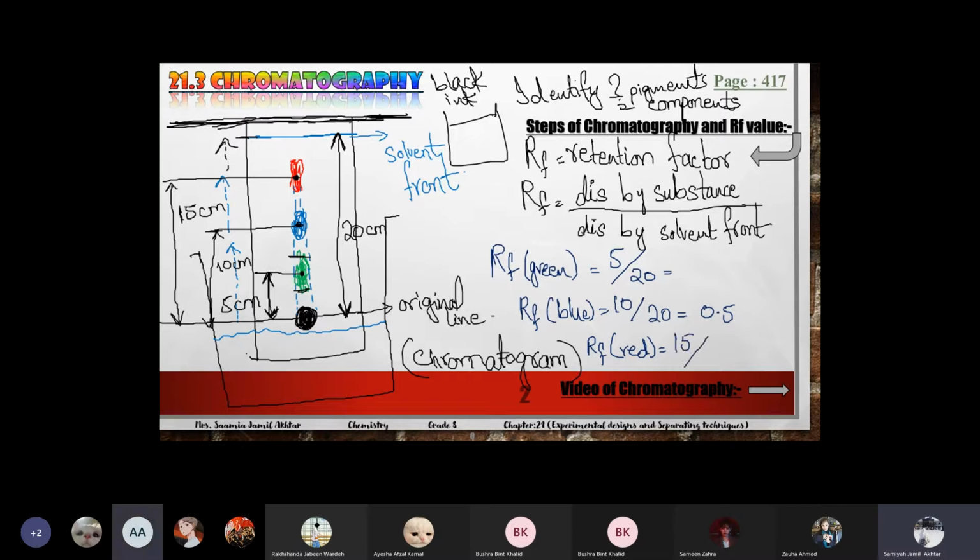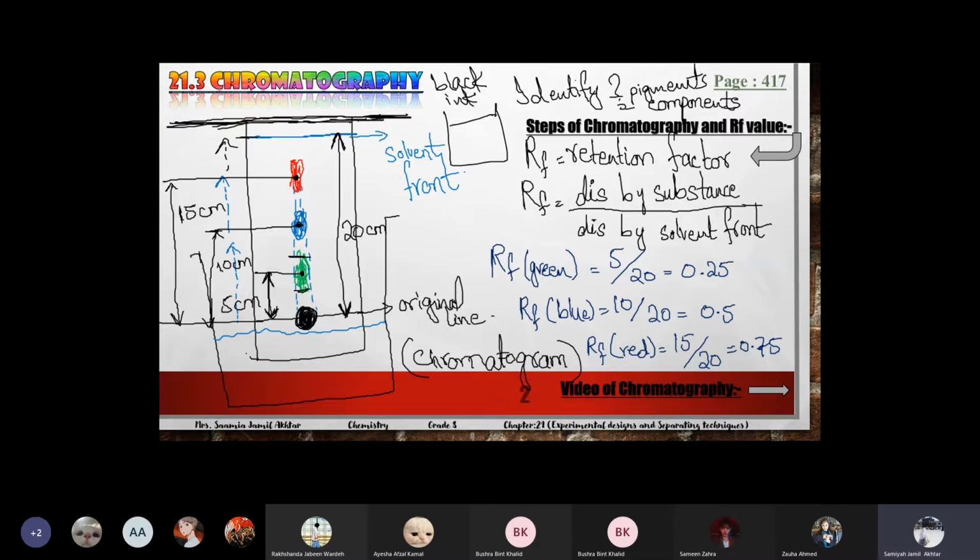Is it 0.25? Very good. And this will be 0.75. RF values mostly are small numbers like 0 point something, 1 point something, 2 point something. Usually small values. The numerator is always a small number and the denominator is always large, because the denominator is the distance traveled by the solvent front, so it will always be a big number. And the distance traveled by the substances will be small.